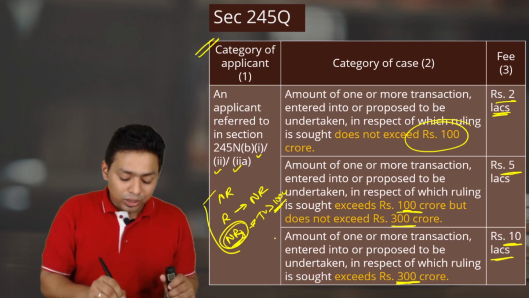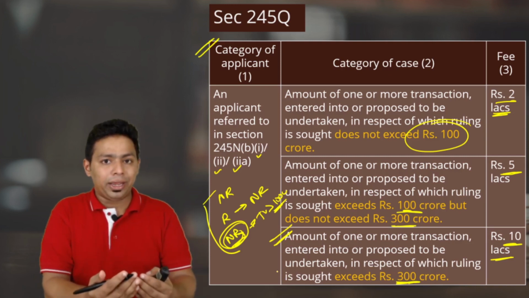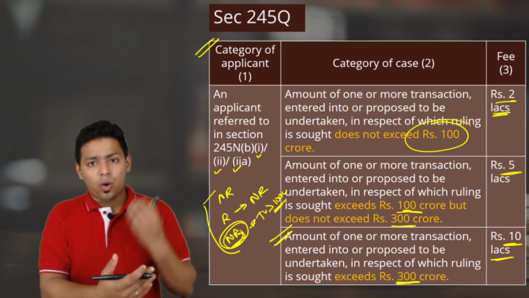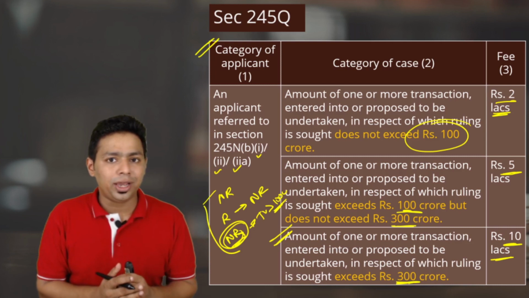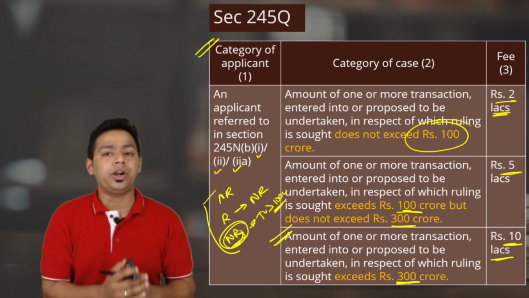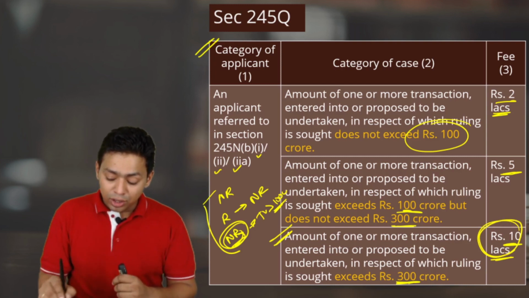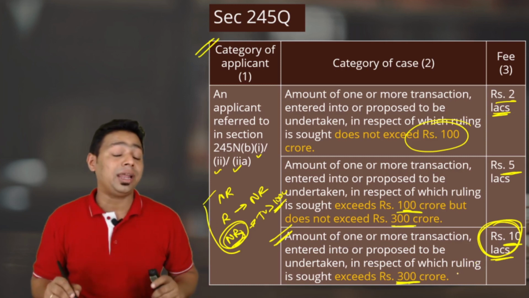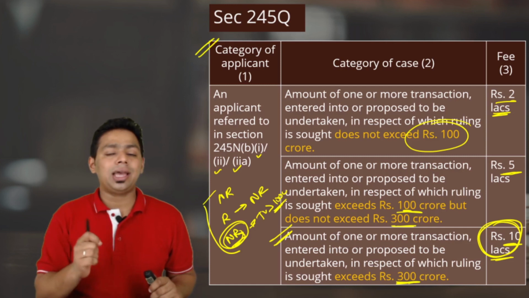And let me tell you, the case usually falls in this criteria, because the applicants we are talking about are Google and then Facebook and Apple or Honda or Hyundai or any foreign company for that matter. When they come to India, they are not coming for a 100 crore or 200 crore transaction. They come to India for thousands of crore transactions, and therefore usually the most applicable fee will be 10 lakh rupees. That's how he has reduced the useless applications to some extent.